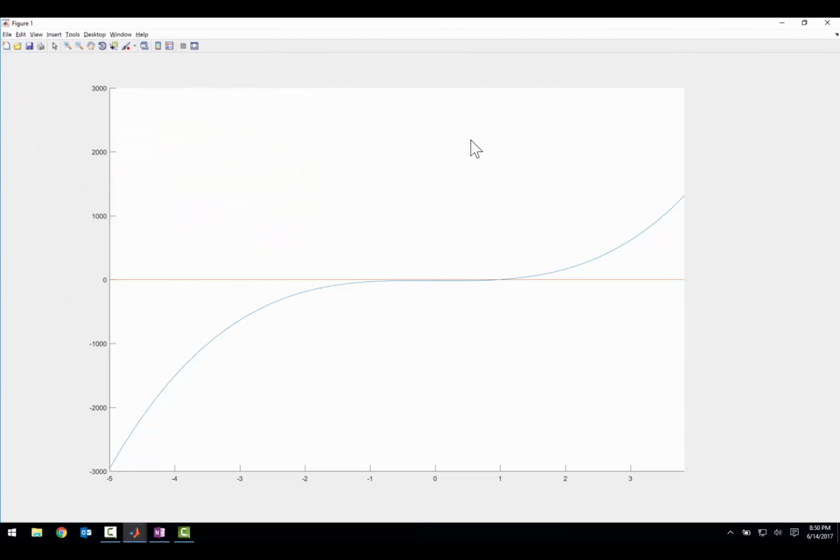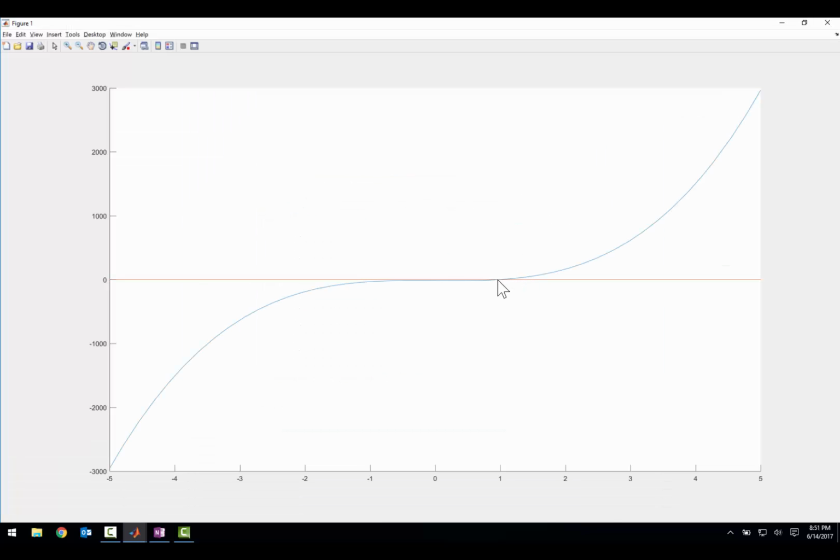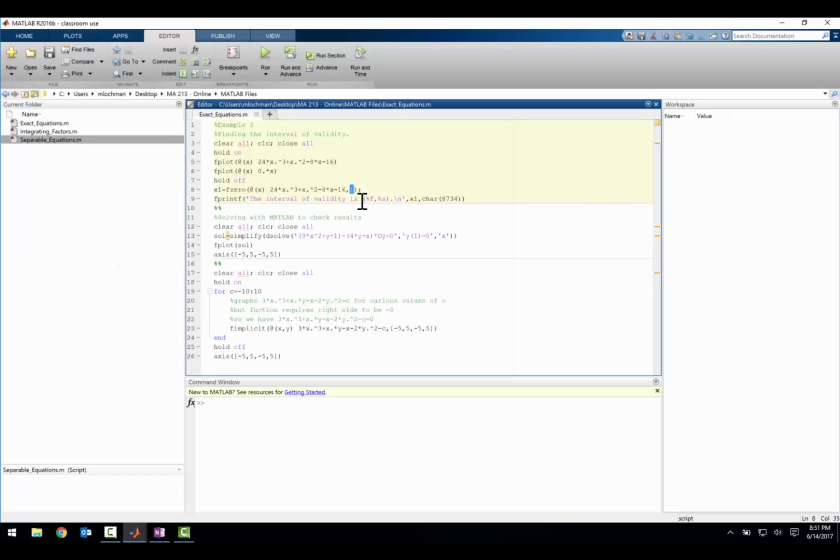Okay, here's the graph. You can see this little white gap in here. It's cubic. It only crosses the x-axis once, and it's close to 1. So coming back here, we'll use f0 with our guess being 1, and then it's going to print the interval of validity. Coming back to the picture, the stuff under the radical is positive from that point onward. So whatever this number is to infinity is the interval of validity.